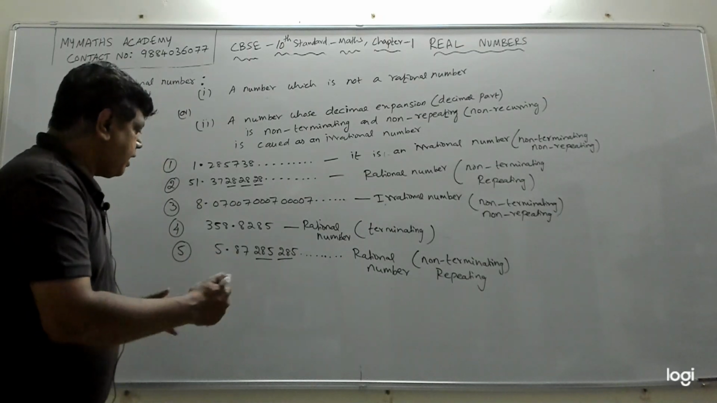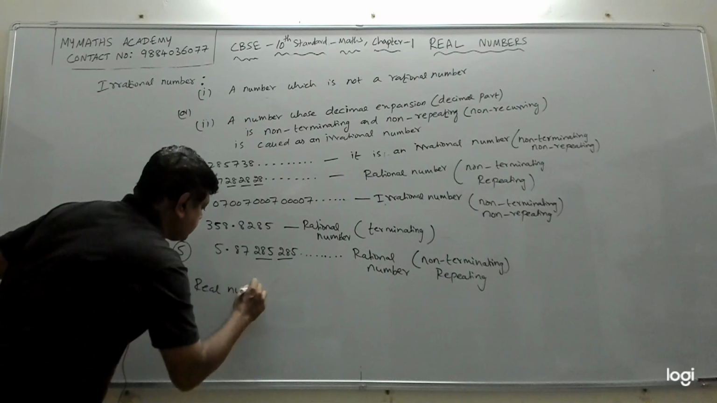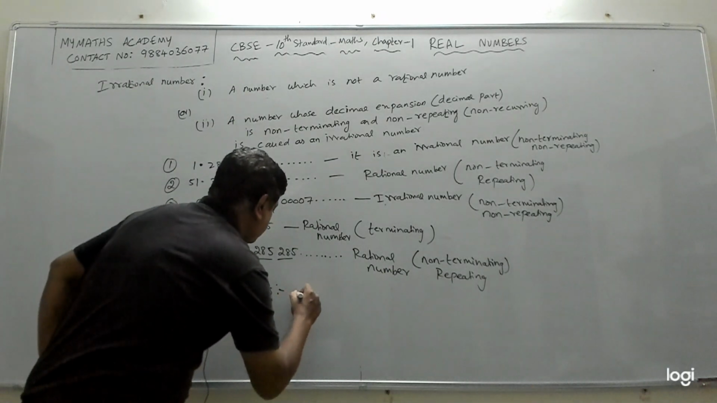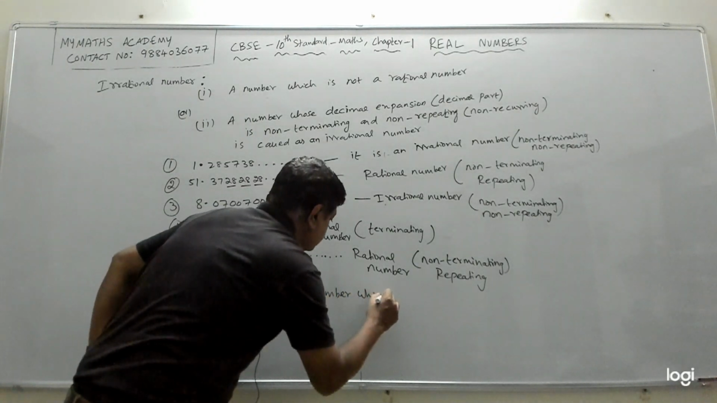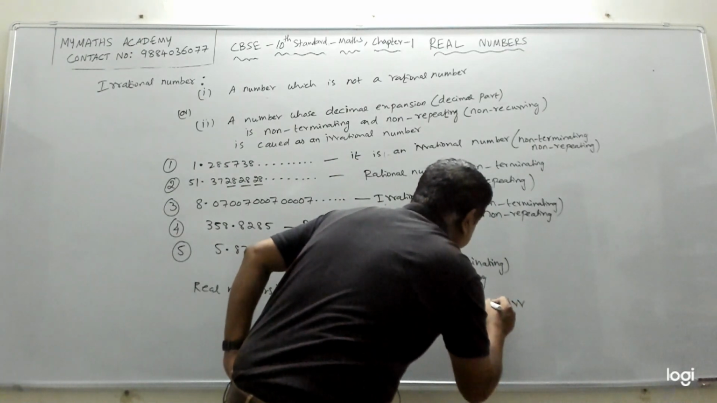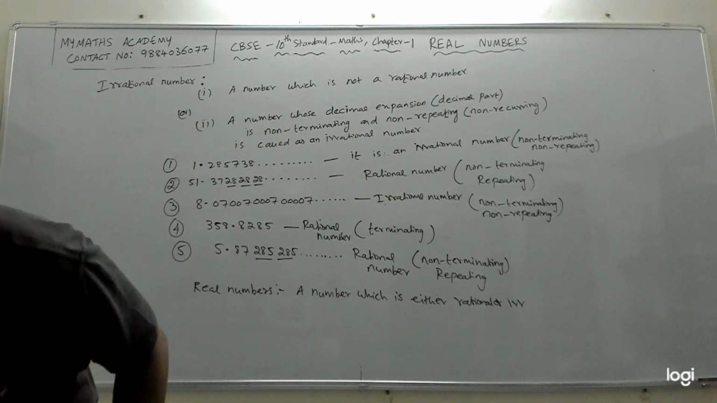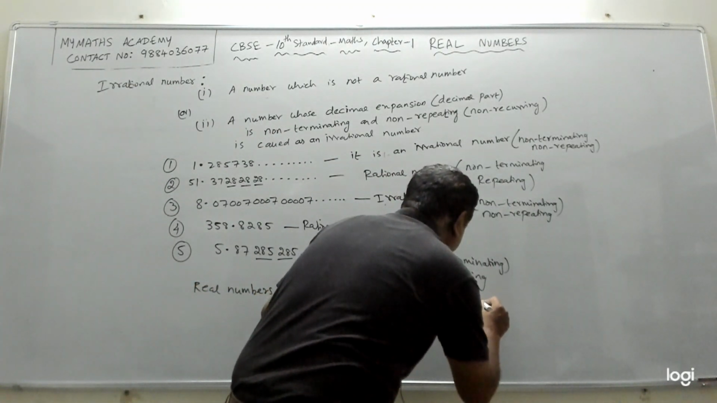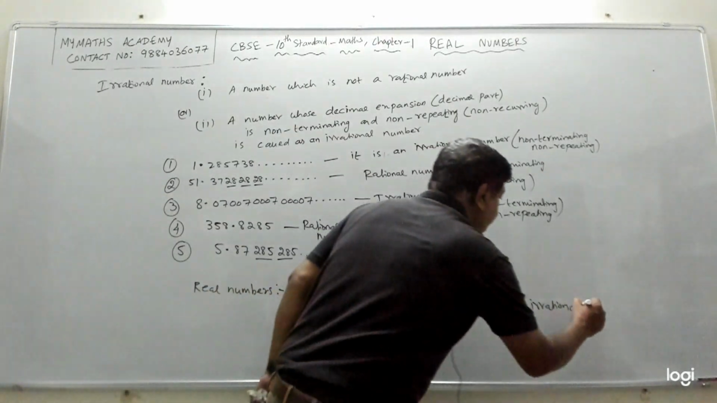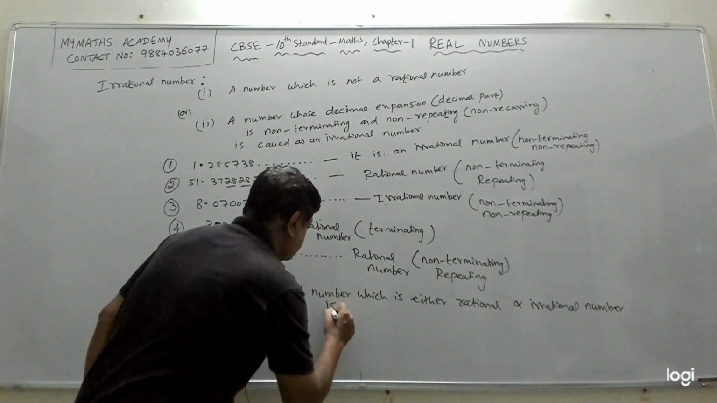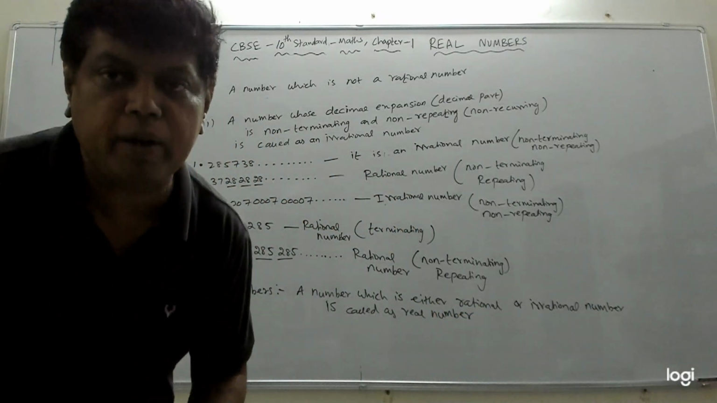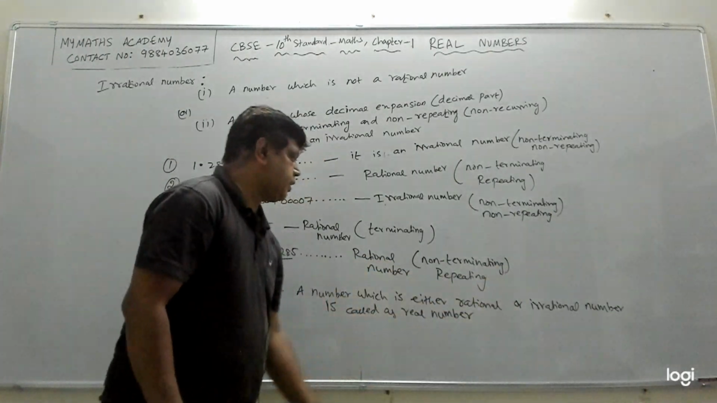And again, what is a real number? A real number is a number which is either rational or irrational. A number which is either a rational or irrational number is called a real number. Clear?